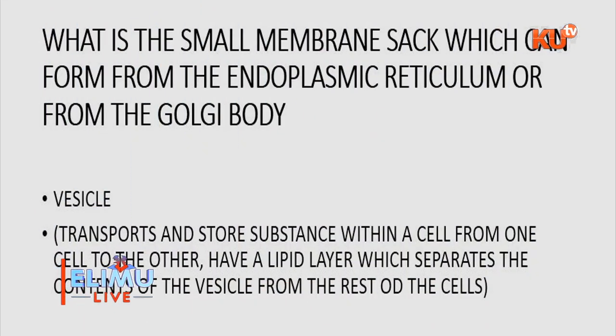The next question is asking, what is the small membrane sac which can form from the endoplasmic reticulum or from the Golgi body? What we know, it is the vesicle, and what you need to know about the vesicle is that it forms from the membrane sac, from the endoplasmic reticulum and from the Golgi body.